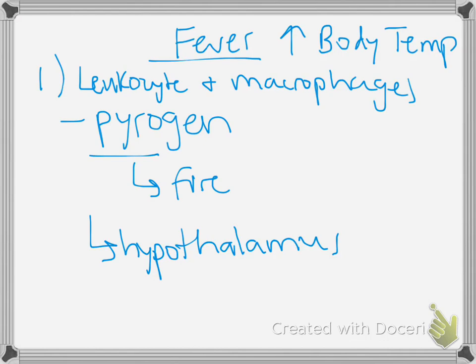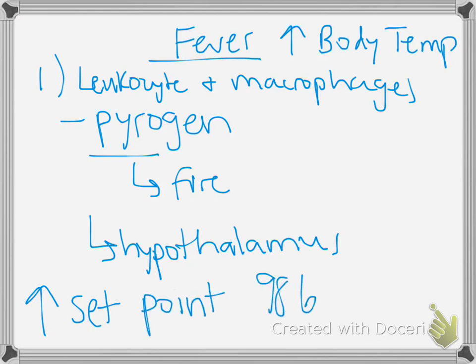So this hypothalamus, in this case, is going to cause our thermostat to change. So hypothalamus is going to increase our set point of our body temperature, which is normally at 98.6, somewhere around there, or 37 degrees Celsius. And it's going to go, let's just call it 100. All right, so this is a systemic increase in body temperature. So what's going to happen?